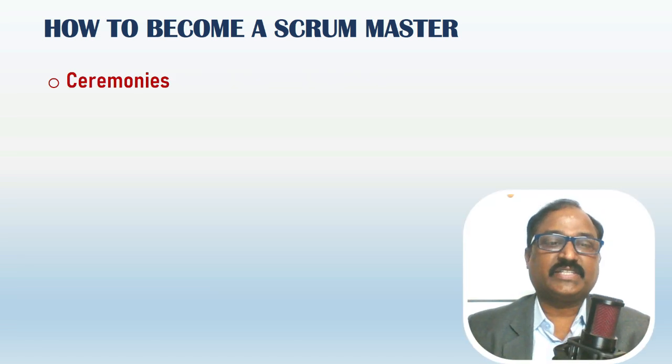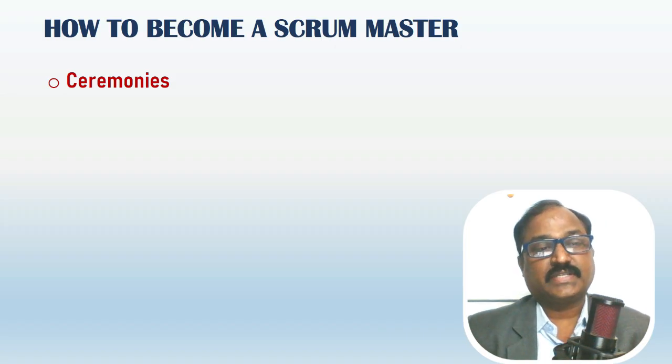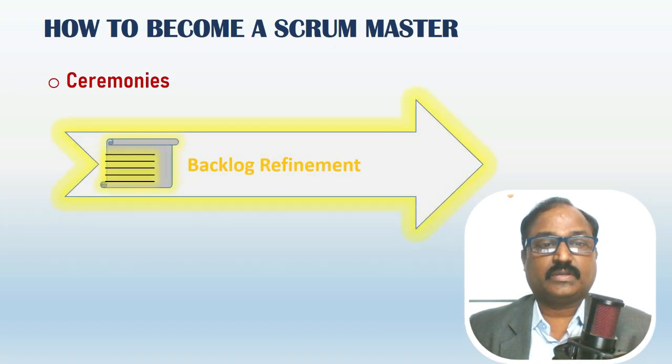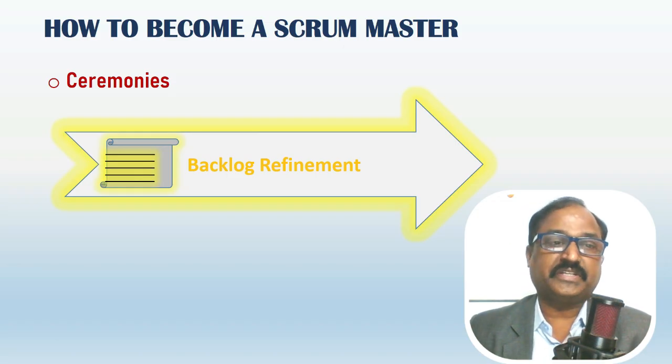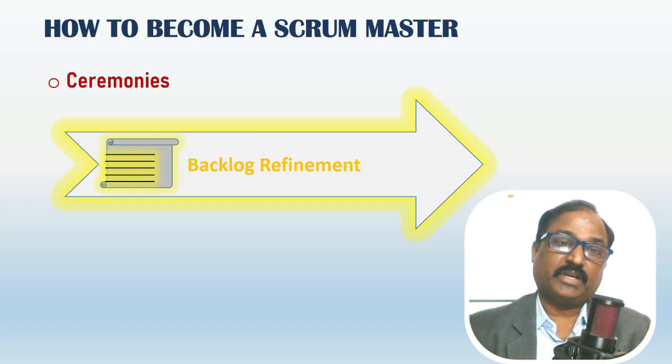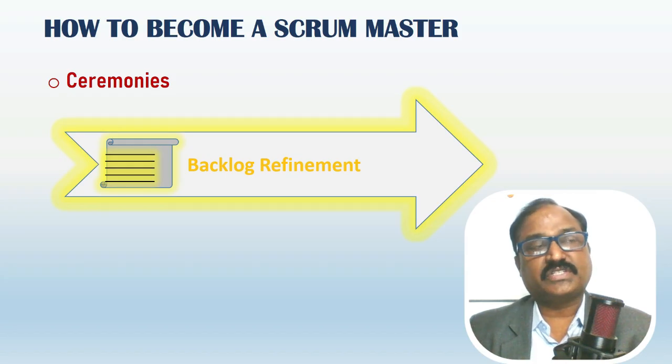Ceremonies. There are 5 ceremonies which help us to deliver Agile sprints. Product backlog refinement: the product owner, Scrum Master and the team will join this event, and this can be conducted at any time. Here the product owner explains the product backlog items, then questions, clarifications, and amendments will happen.